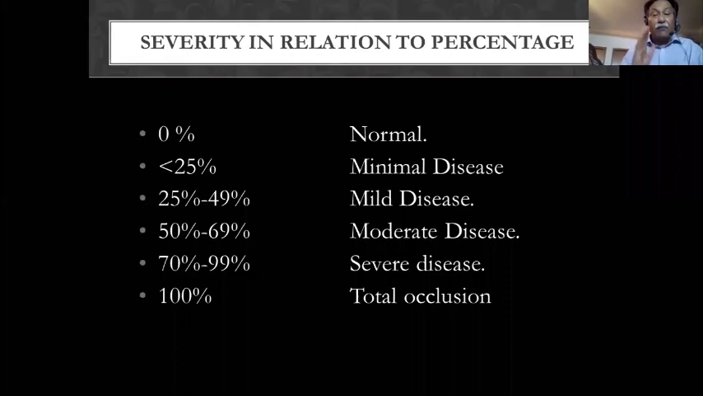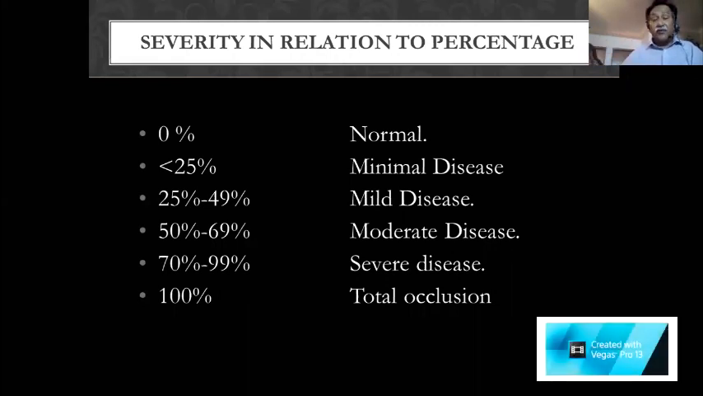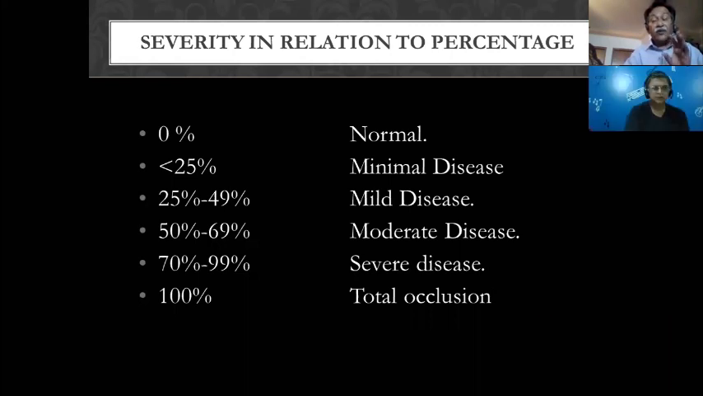Are equally important. Even mild disease is also disease. Today it is mild, tomorrow it can be severe. So this is also important. Beta blocker, more aggressive, to be on nitrate. So these are the percentages usually we say about the severity of the disease.